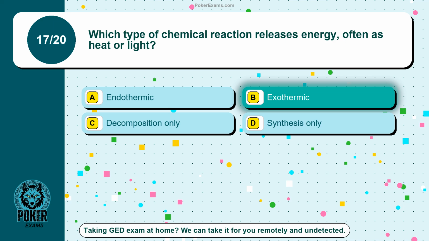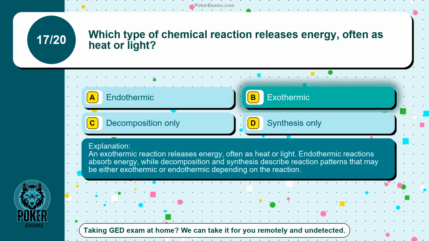The correct answer is option B. Exothermic. An exothermic reaction releases energy, often as heat or light. Endothermic reactions absorb energy, while decomposition and synthesis describe reaction patterns that may be either exothermic or endothermic depending on the reaction.